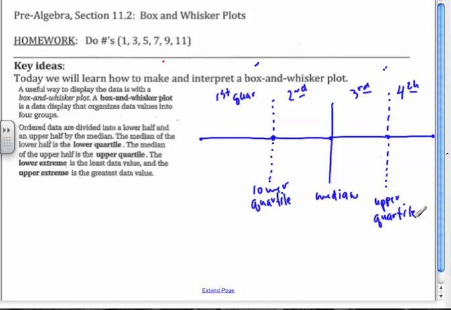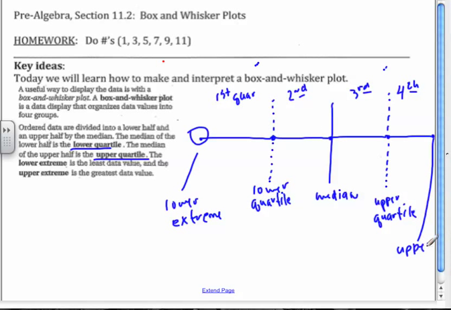All right? Oh, look at that. Lower quartiles and upper quartiles. This number is called the lower extreme. It's just the smallest number we have. Okay? This number, oh, I can barely fit it in there. This is called the upper extreme, and that's the highest number that we have.